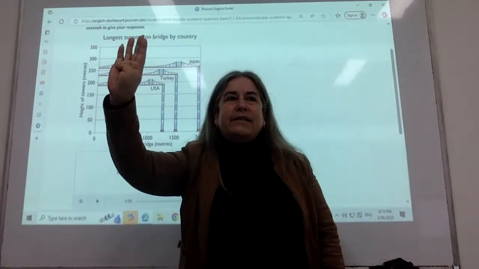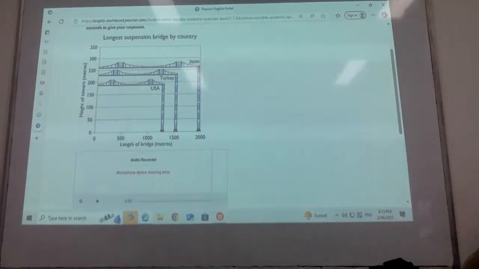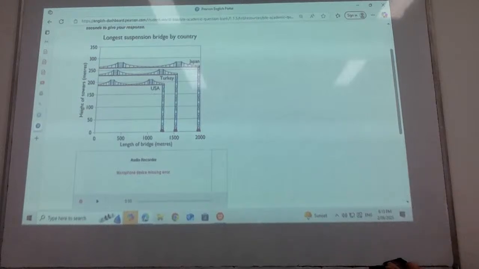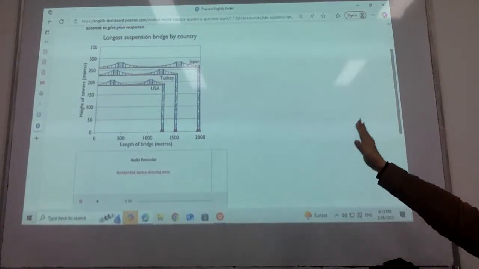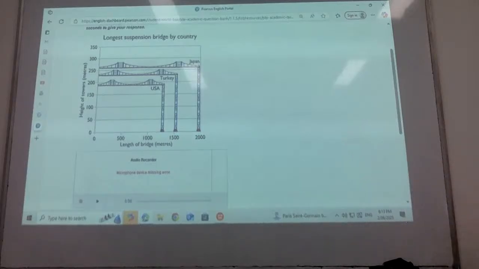So 4 sentences. What can you tell me? Keep it simple. Just do it right. Keep it simple first. Write it down. Four sentences about the superlative and comparative, whatever, about the diagram. Look at the diagram. Okay, I get it. What can you tell me? Okay. Good.